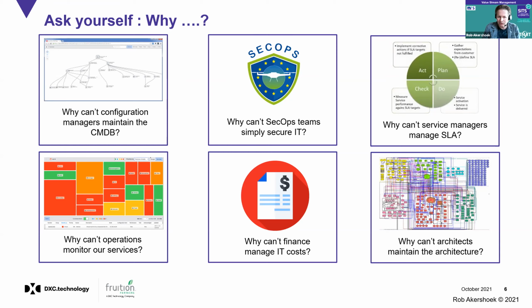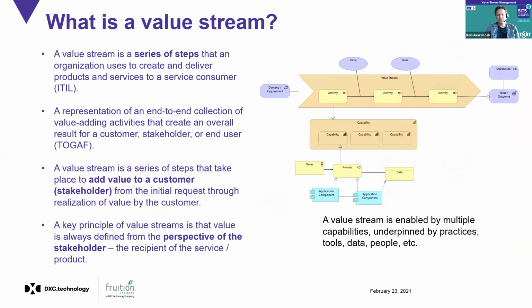The same as finance. Why can finance not manage your IT cost? Because finance doesn't have insight into the cost associated with a service or an application. They can manage cost, of course, but they cannot allocate it to the right service because they miss the insight. And the same is true for why architects cannot manage the architecture. Because there are so many people involved in modifying and creating architecture or components in, let's say, the applications. So you really need to think differently about how we organize IT, because these are fundamental challenges we face today in many organizations. So the idea is that we focus on value streams.